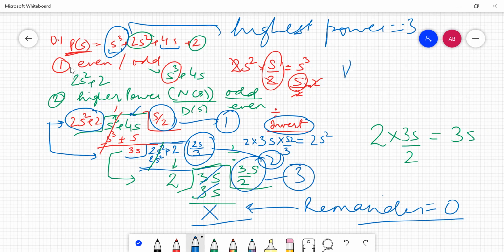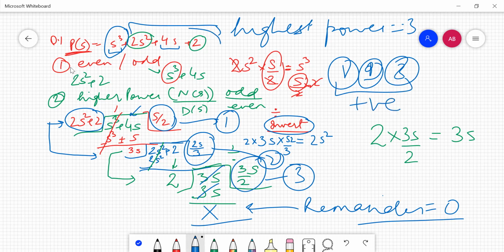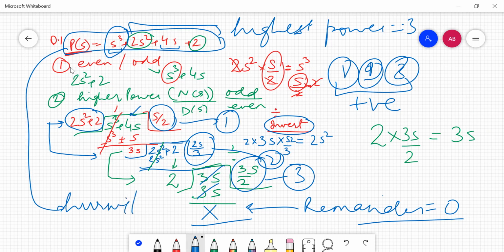And now if you check that your quotient number 1, quotient number 2, and quotient number 3, all these 3 quotients are positive, that indicates that this given polynomial is a Hurwitz polynomial. And this is how you solve the numerical based on your Hurwitz polynomial properties, right?